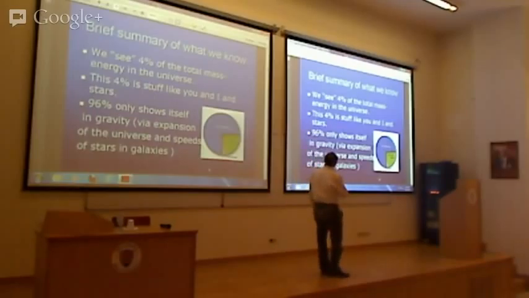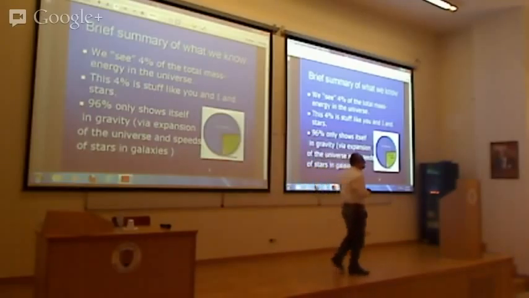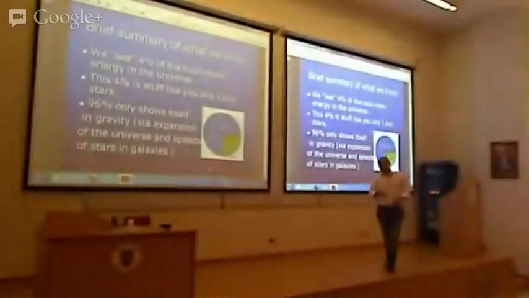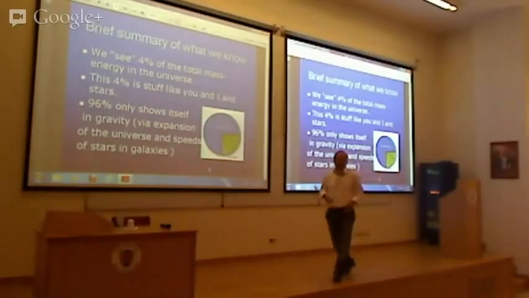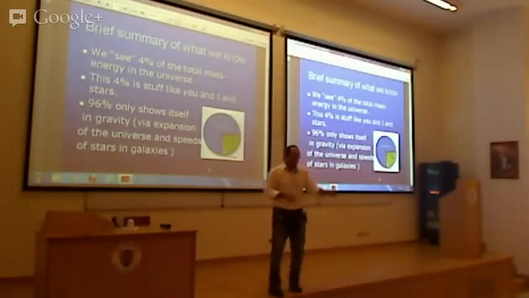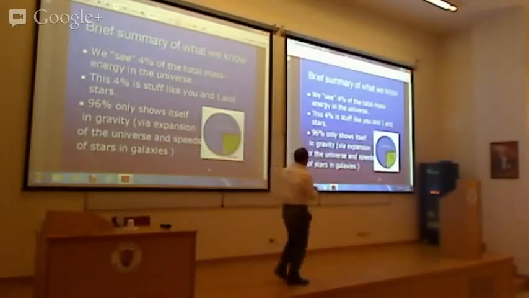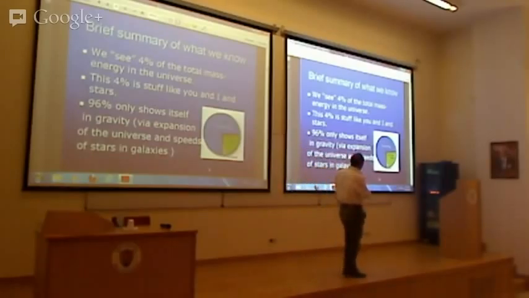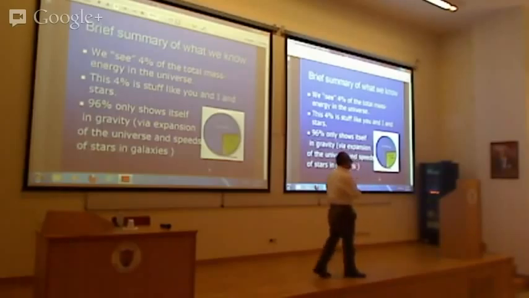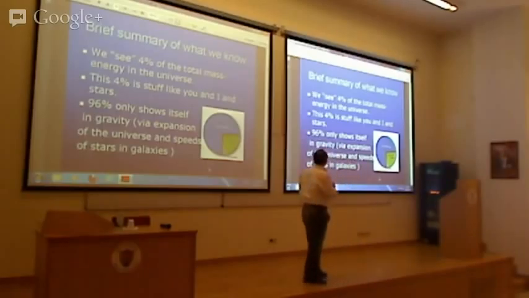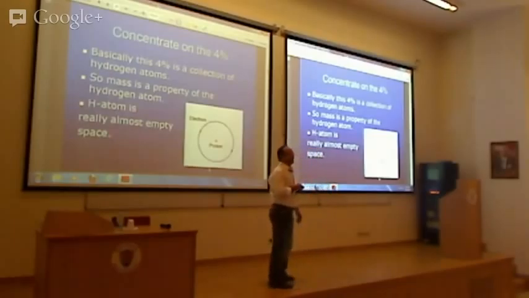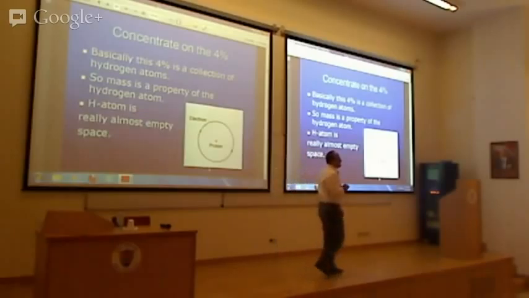So, I will not talk about this 96%, okay? Well, we have no idea about where this 96% comes from, so I won't pretend anything about that, okay? But we need this, okay? If Einstein's theory is correct, general theory of relativity, we really need that. Now, concentrate on the 4% star, okay, or the atom. Basically, this 4% is a collection of hydrogen atoms.